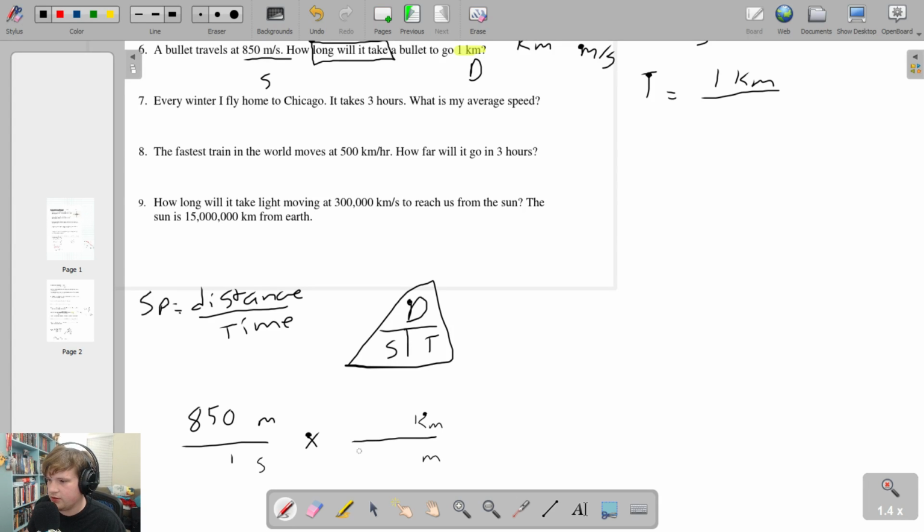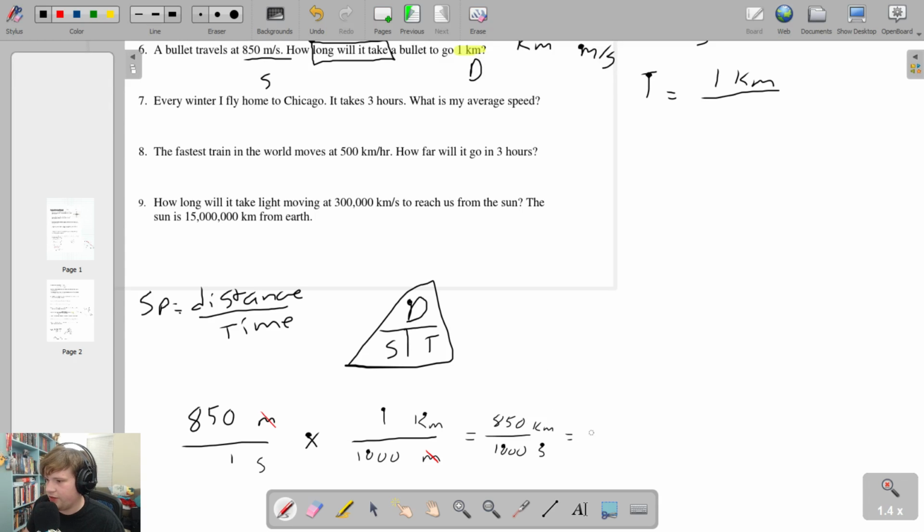And we know that there are 1,000 meters in 1 kilometer. We're going to multiply through: 850 over 1,000. And we can see that our meters here will cancel, because anytime you divide something by itself, you get 1. So meters divided by meters cancels out. This is just like in math when you're converting your units. It's the same exact thing. So this is going to be kilometers, and this is going to be seconds.